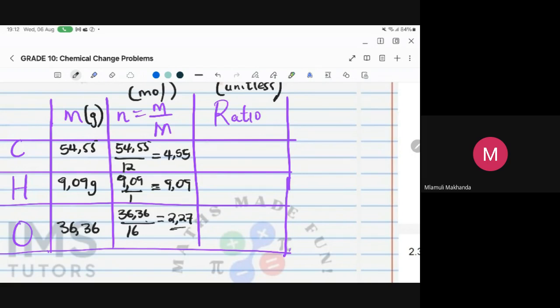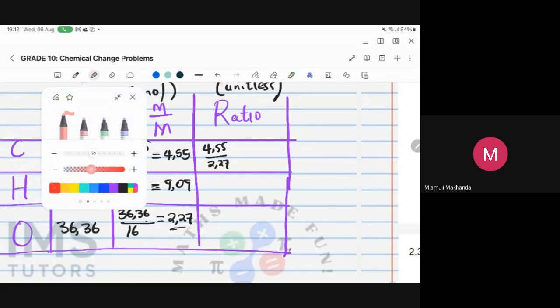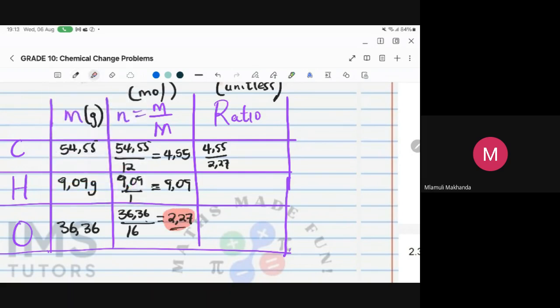Right. So you say 4.55 over 2.27. Let me just do this, so that you know, in case you forget, you know that we're dividing by the smallest number. So this should be 2.27 divided by 2.27, 1, right? 9.09 divided by 2.27, you will get 4.